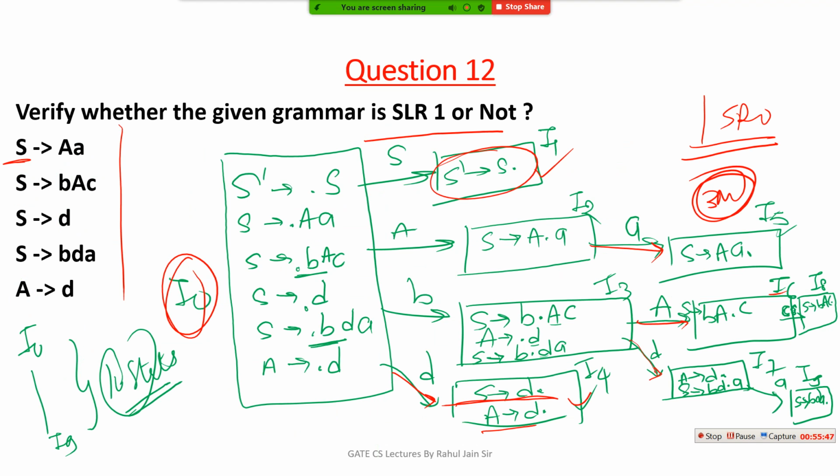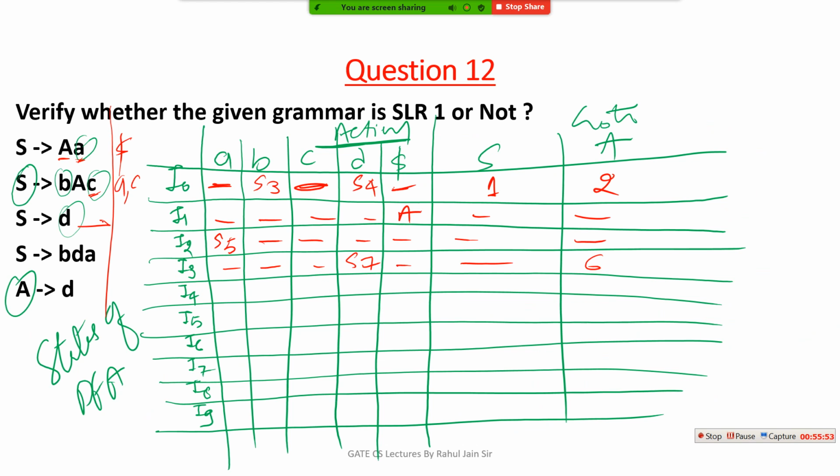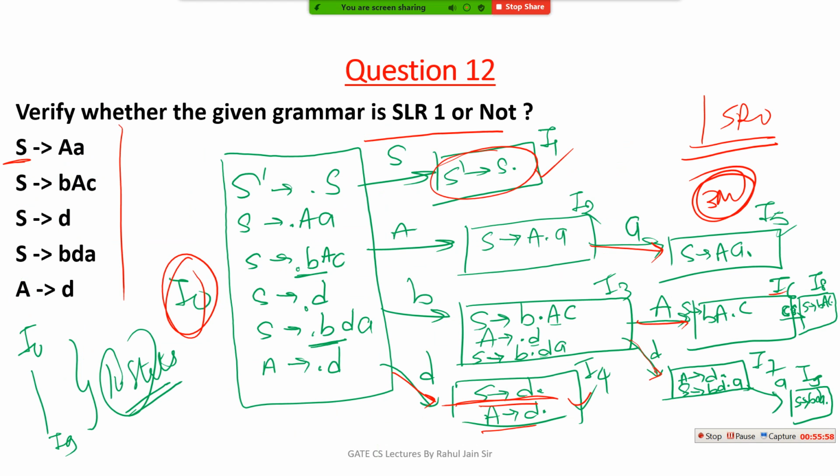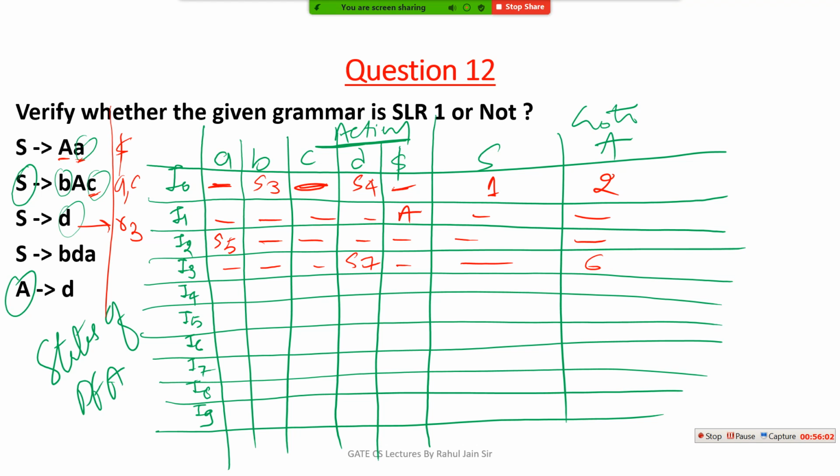So what am I reducing? I am reducing the equation S derives d, that is R3. Where am I reducing R3? On I4. I4 is reducing R3 on follow of S. What is follow of S? Dollar. So on dollar, I will write R3.